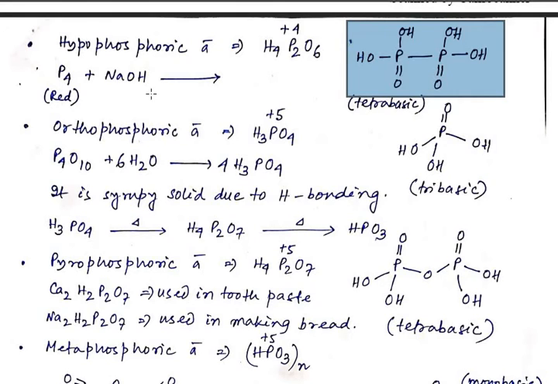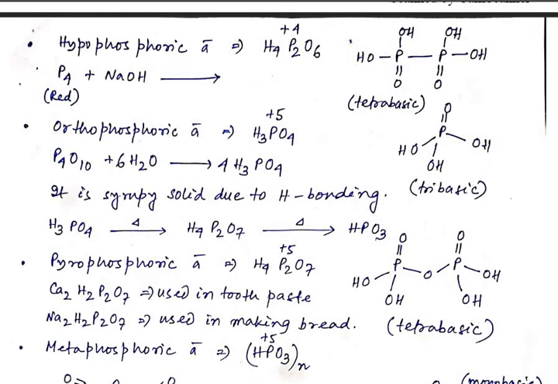So how can you synthesize it? We can synthesize it if I react red phosphorus with NaOH, then we can get hypophosphoric acid. Next oxo acid of phosphorus, that is also very important, is orthophosphoric acid, also known as phosphoric acid, glacial phosphoric acid. We call it phosphoric acid, and how do we write it?